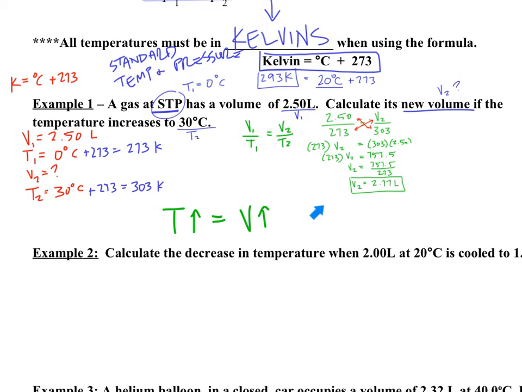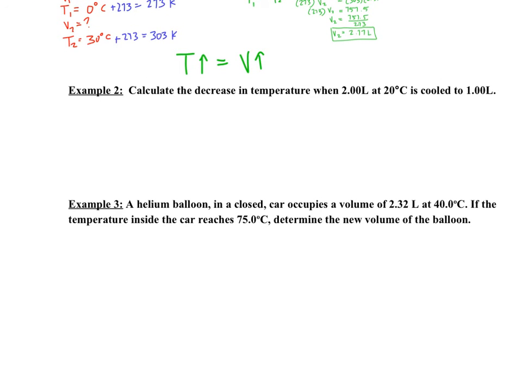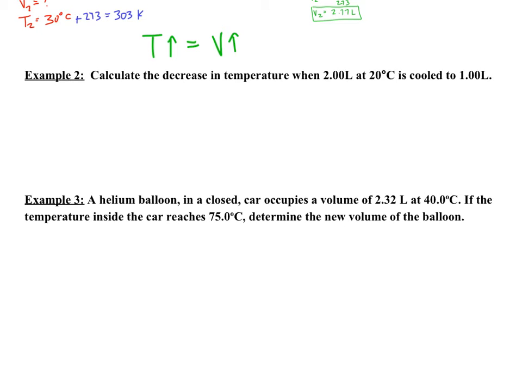All right, let's move on to the next one. Example number 2. And example number 2 says calculate the decrease in temperature when 2.00 liters at 20 degrees Celsius is cooled to 1 liter.